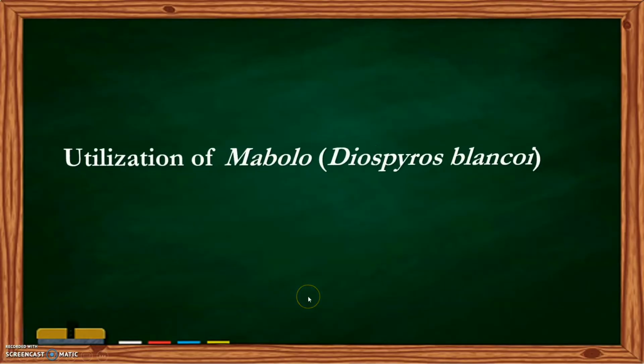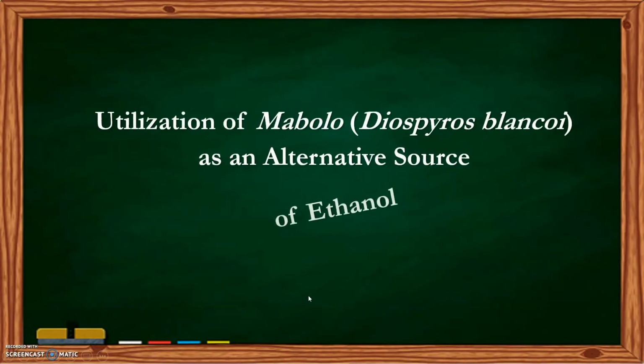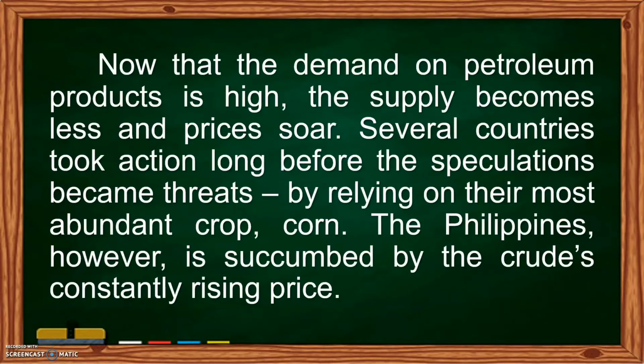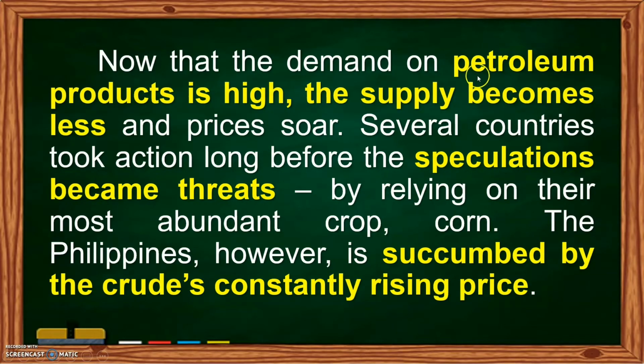Example. Okay, what is the main reason why this researcher come up with a study about mabolo as an alternative source of ethanol? So, ito yung fourth paragraph nila. Now that the demand on petroleum products is high, the supply becomes less and prices soar. Several countries took action long before the speculations became threats. By relying on their most abundant crop, corn, the Philippines, however, is succumbed by the crude's constantly rising price. So look at the highlighted words. Petroleum products is high. The supply becomes less.